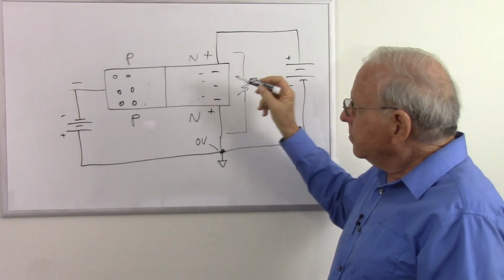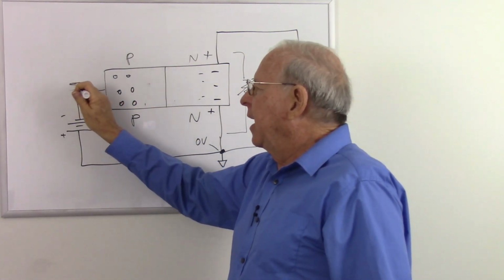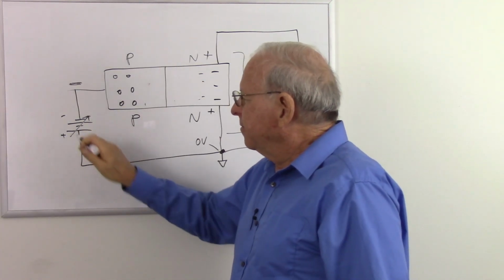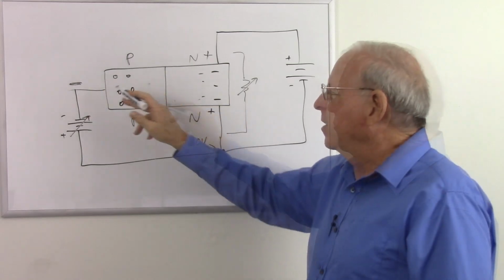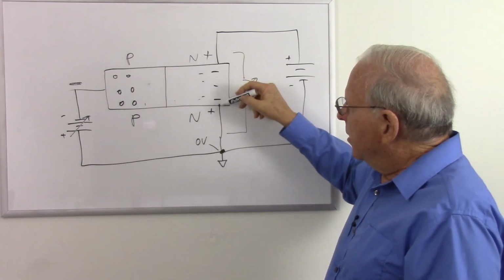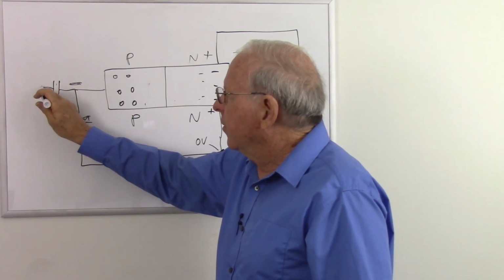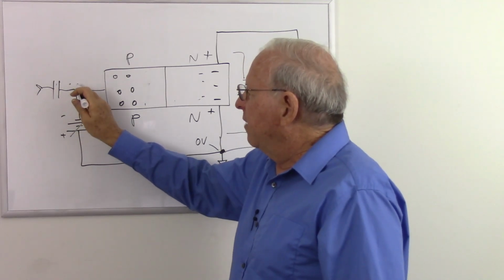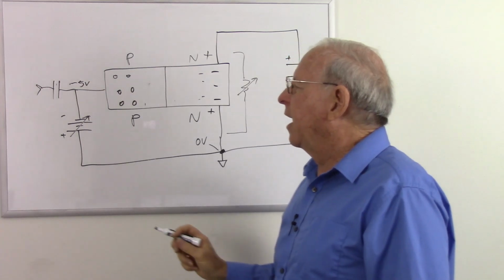And so now I can control the width of my depletion region by how strong that negative charge is there. I'll just make this a variable battery. So this becomes the control of how big my depletion region is and how big my conducting region is. Let's throw a capacitor in here and throw some kind of an input. So we have a particular voltage here. Let's make that minus 5 volts just to have a number there.